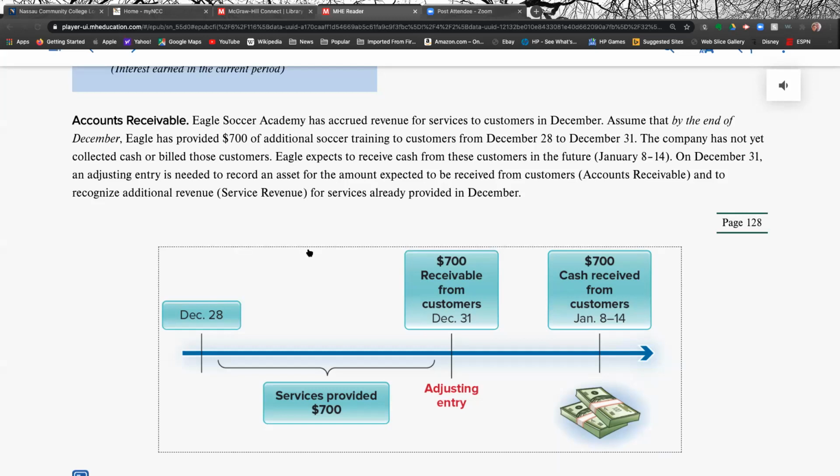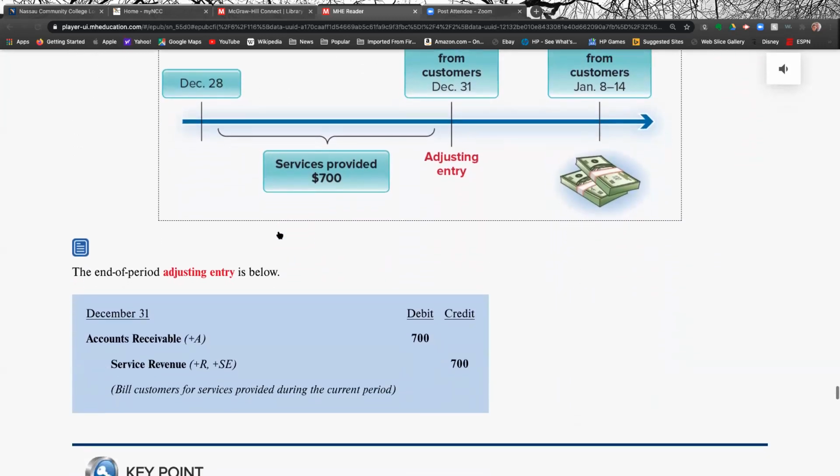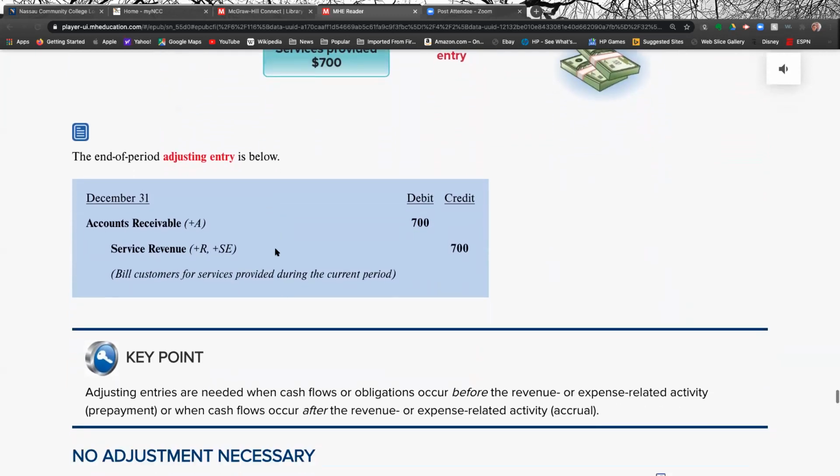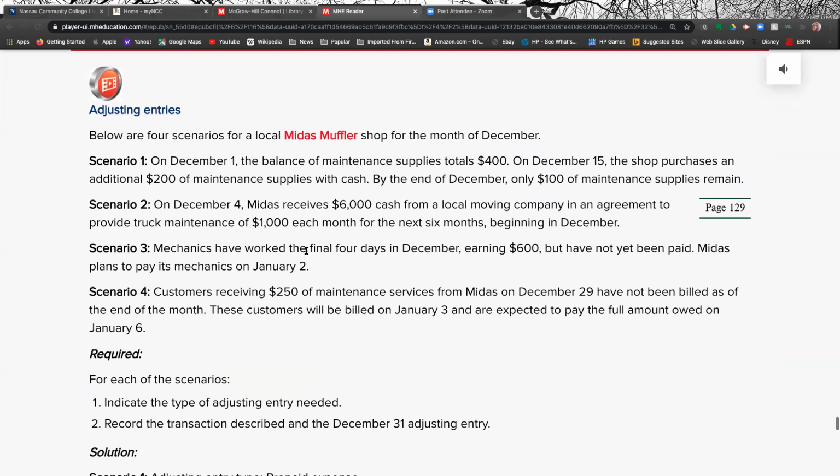So here's an example: they provided $700 of training to customers from December 28th to December 31st. The company has not yet collected cash or billed those customers, but since the work was done in December, it has to get recorded in December. Debit accounts receivable, credit service revenue. Okay.